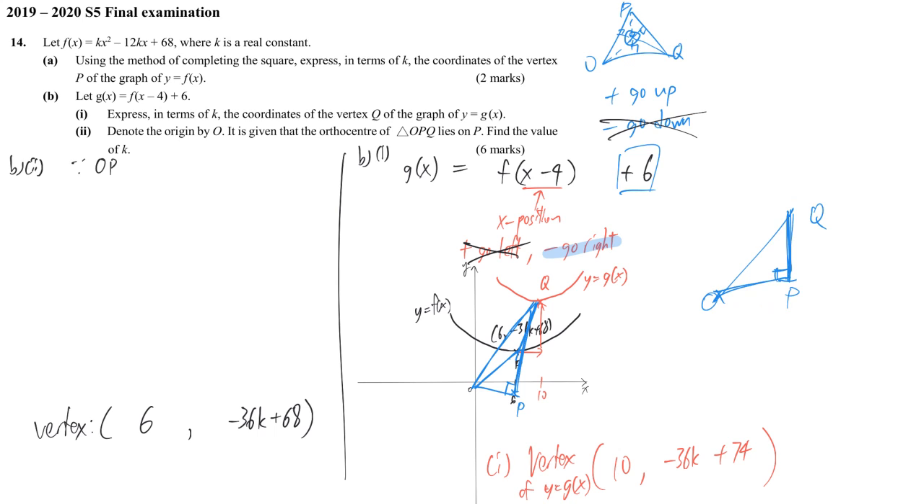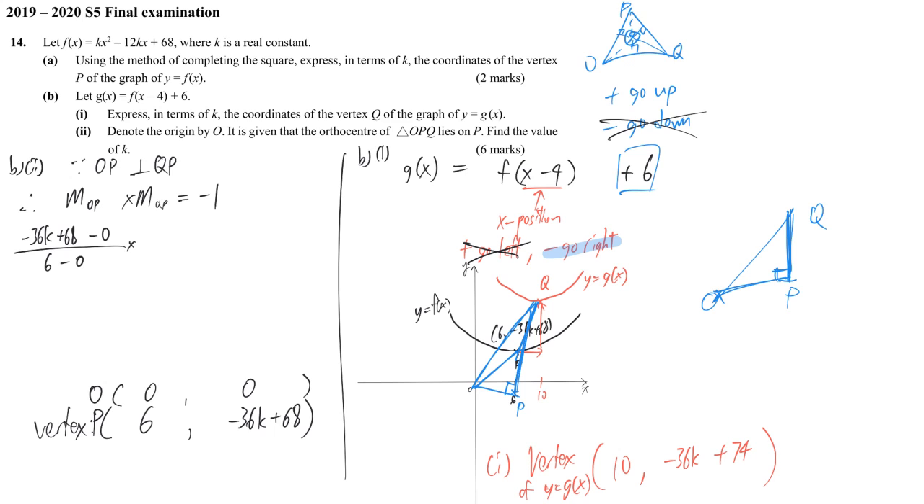Since we know that OP is perpendicular to QP, because the orthocentre is P, we can draw the conclusion that slope OP times slope QP should equal to -1. Then we can build an equation with k such that we can solve it later. We focus on the slope OP first. P is here, and then O is 0, 0. To write down the slope, delta y, maybe we use this one minus 0. So negative 36k plus 68 minus 0 over 6 minus 0.